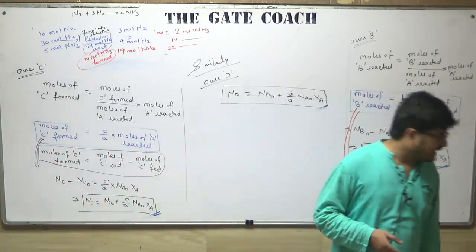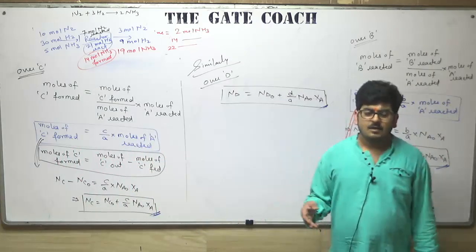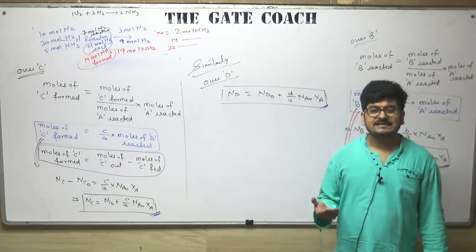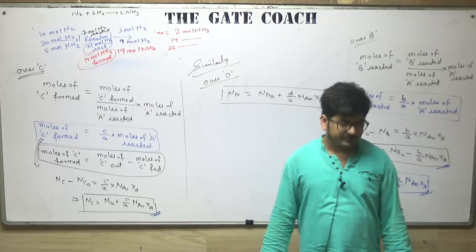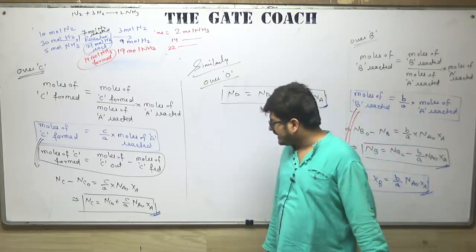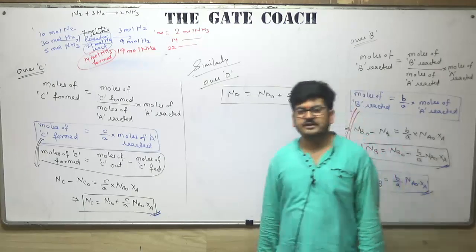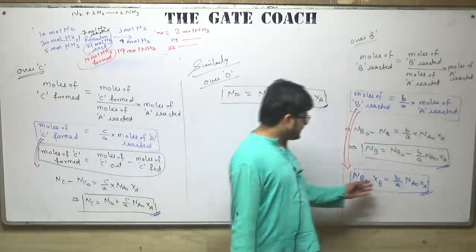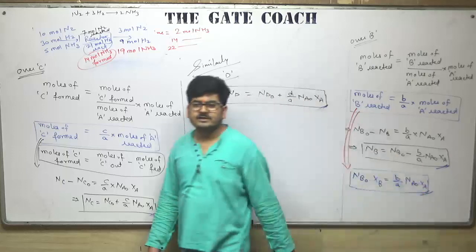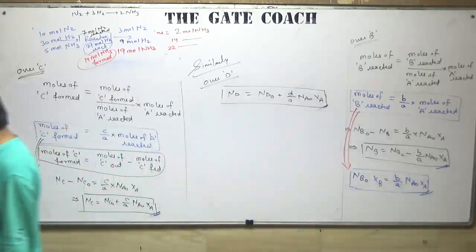Okay then, tell me, what will be the relation between XC and XA? Means conversion of C and conversion of A. Like we discussed about the relation between XB and XA. Tell me what will be the relation between XC and XA.